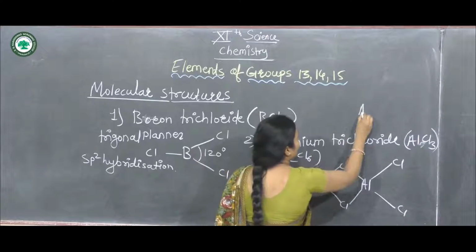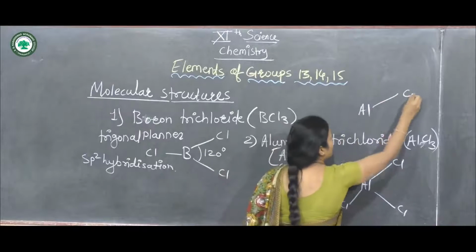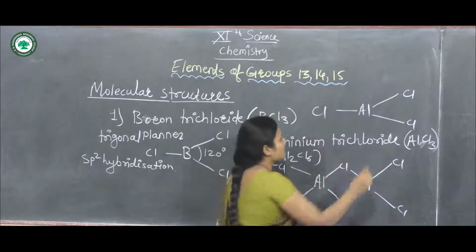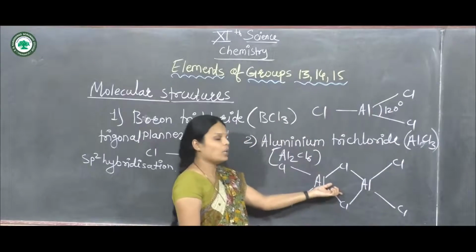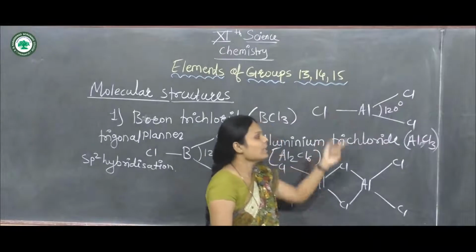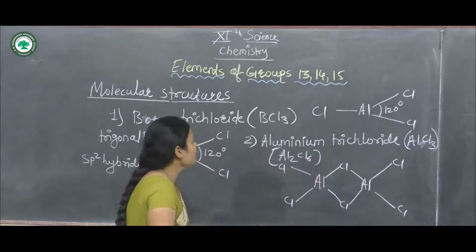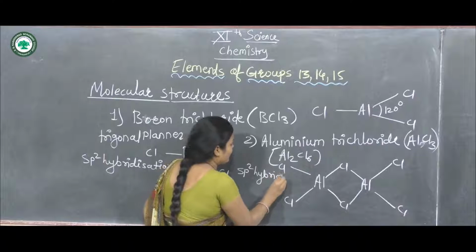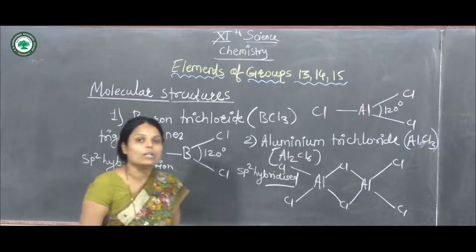Aluminium trichloride is also written. This structure is the same as boron trichloride. Here is the central metal aluminium, and here we write down the chlorine atoms. This is trigonal planar, in which the bond angle is 120 degrees. The dialuminium hexachloride structure is written separately. In AlCl3, meaning aluminium trichloride, sp2 hybridization also takes place, the same sp2 hybridization as in boron trichloride.